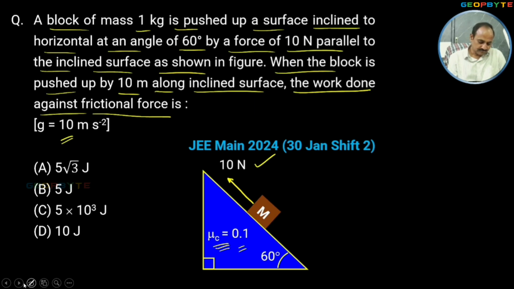For that, let us take another slide. This is the inclined surface. This is the base. This angle is given 60 degrees.